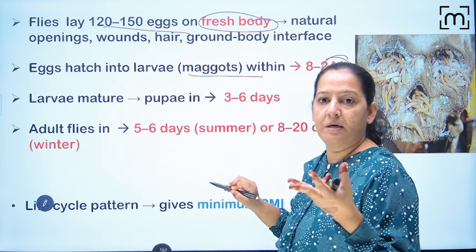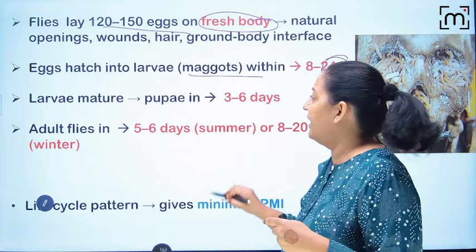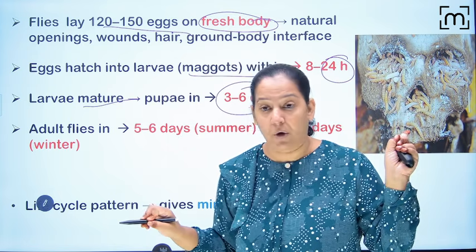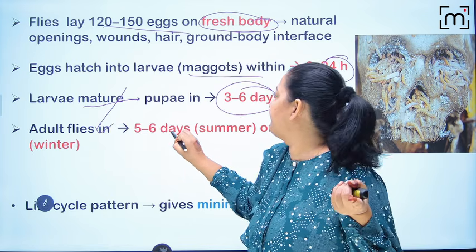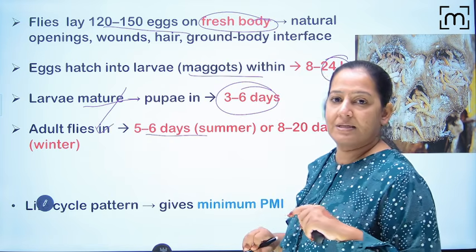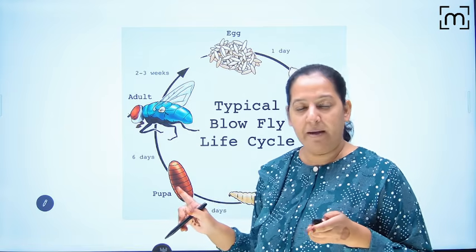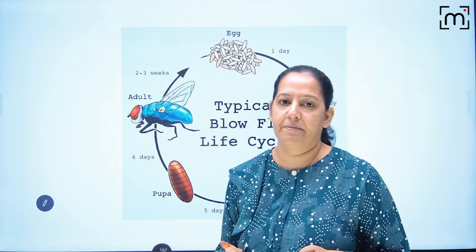You will get maggots. You will not get eggs. Up to 3 to 6 days, the larva will mature. The maggots will mature and convert into adult flies in 5 to 6 days. So you can see the life cycle of the fly, based on which we can predict the time.